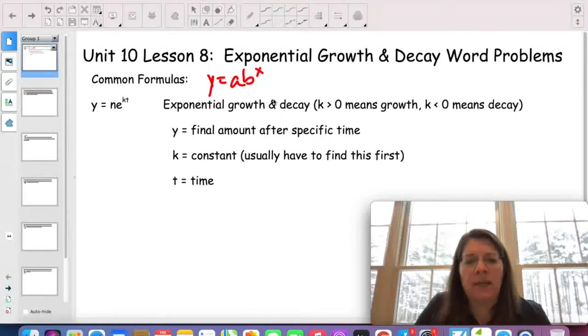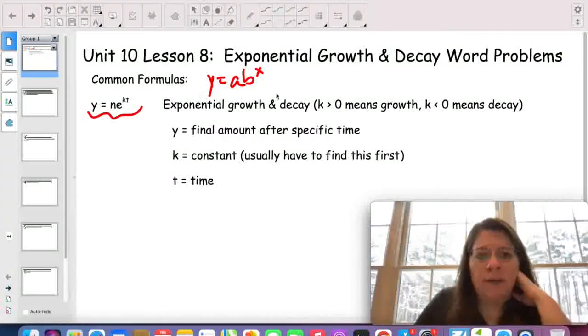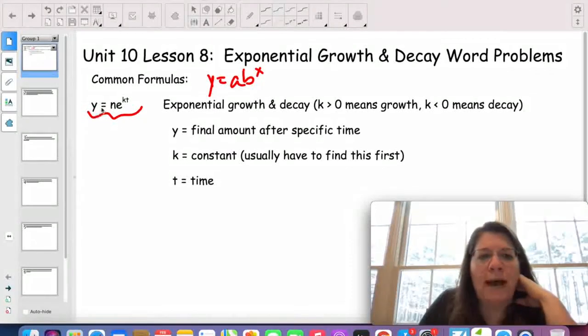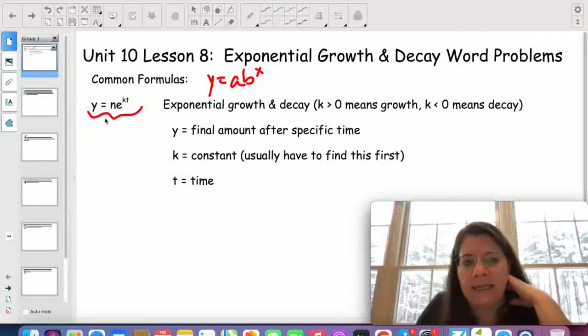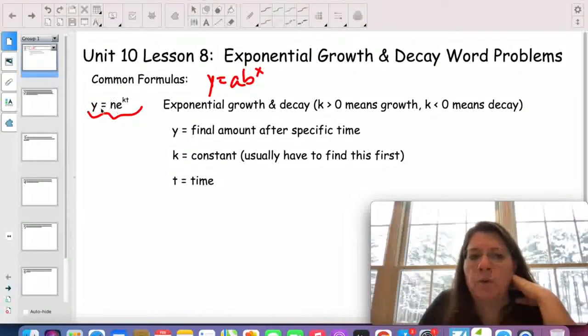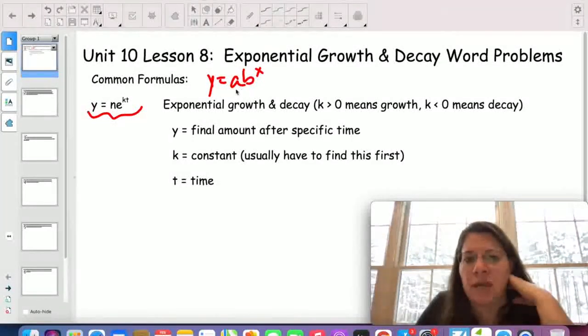In exponential growth and decay word problems, we're now going to use this formula: y equals ne to the kt. It works very similar to the y equals ab to the x formula, but there are a couple small differences. Your y is still going to be the final amount after a specific time. Your n is now going to be your initial amount. So if it says we start with 100 bacteria in a dish, then 100 would be your n, your initial amount. So that hasn't changed. The only thing there is it's just a different variable.